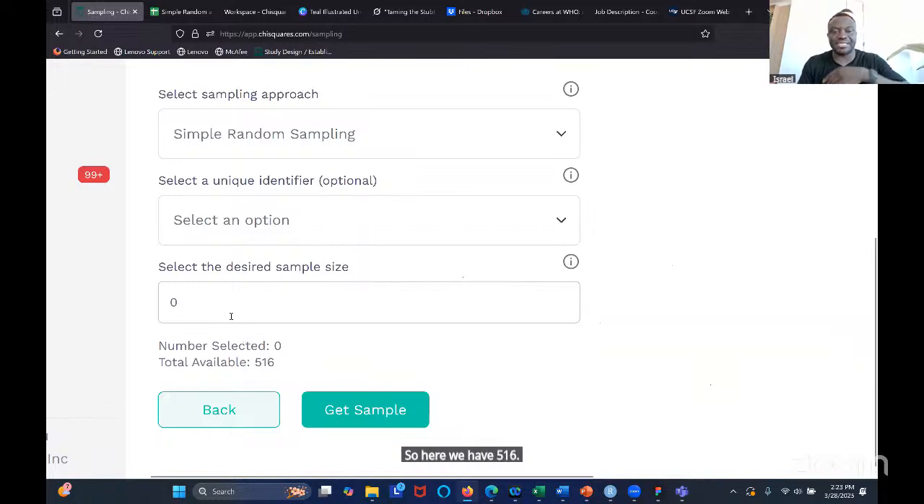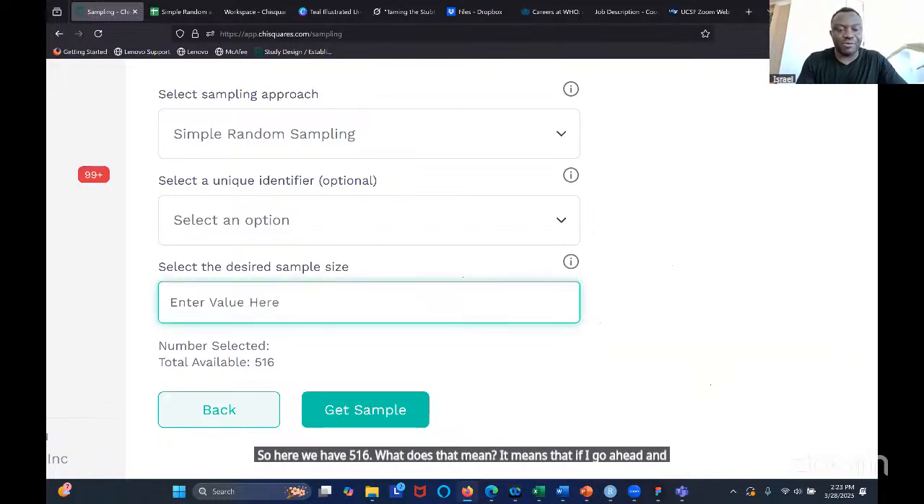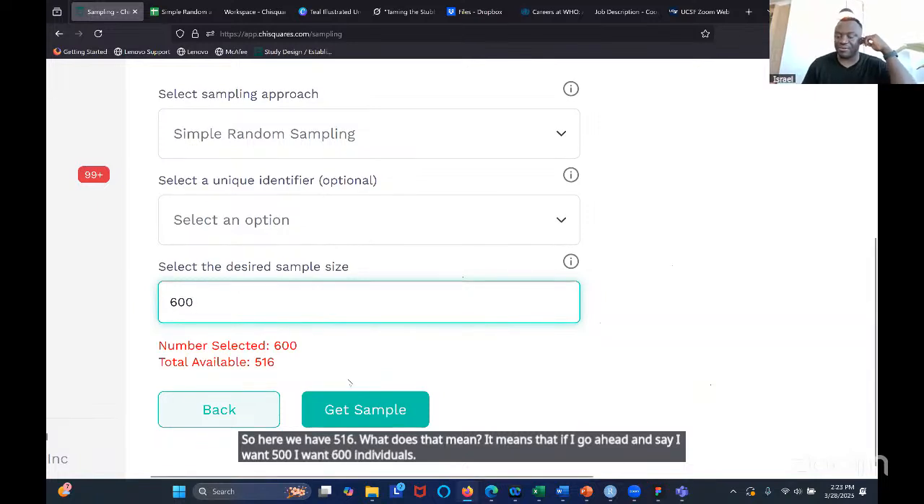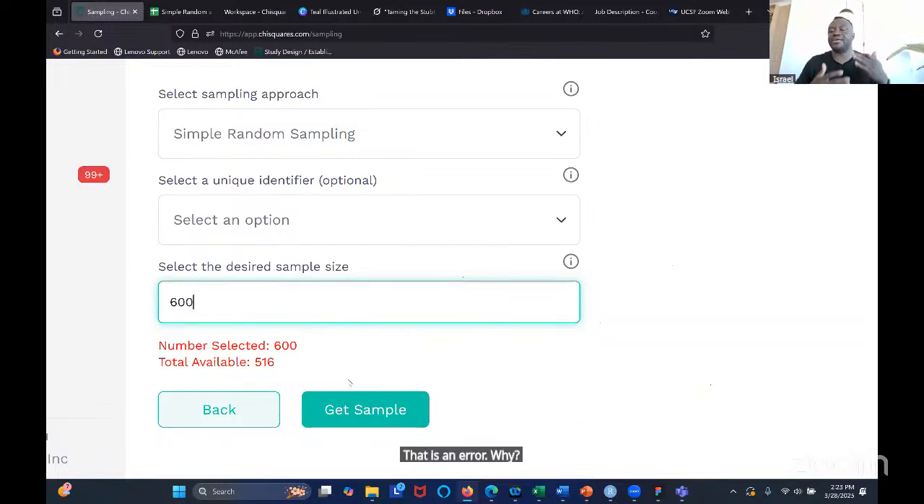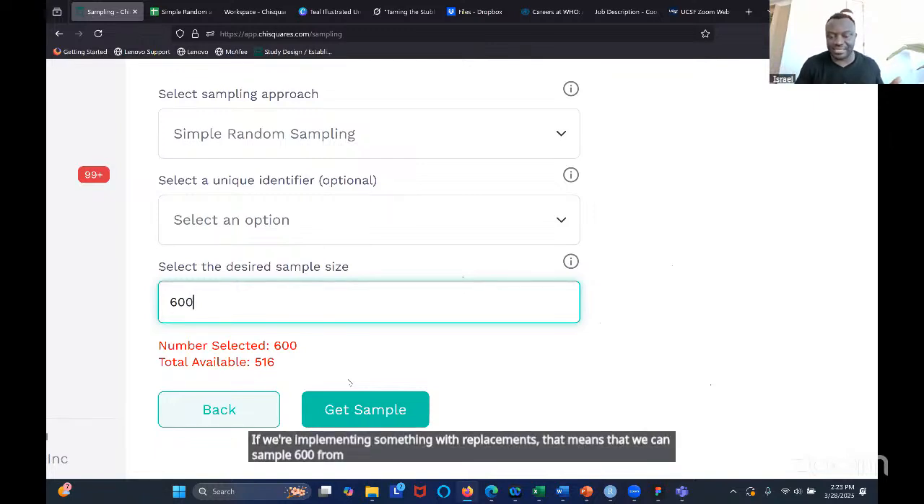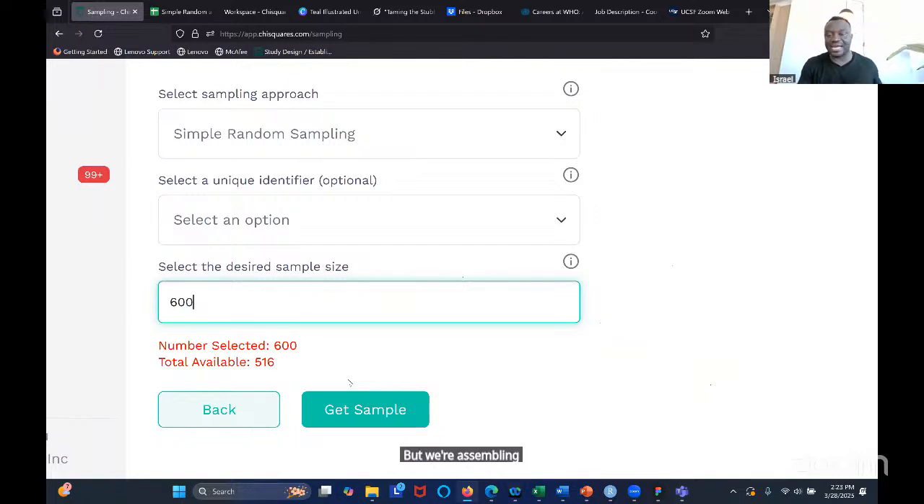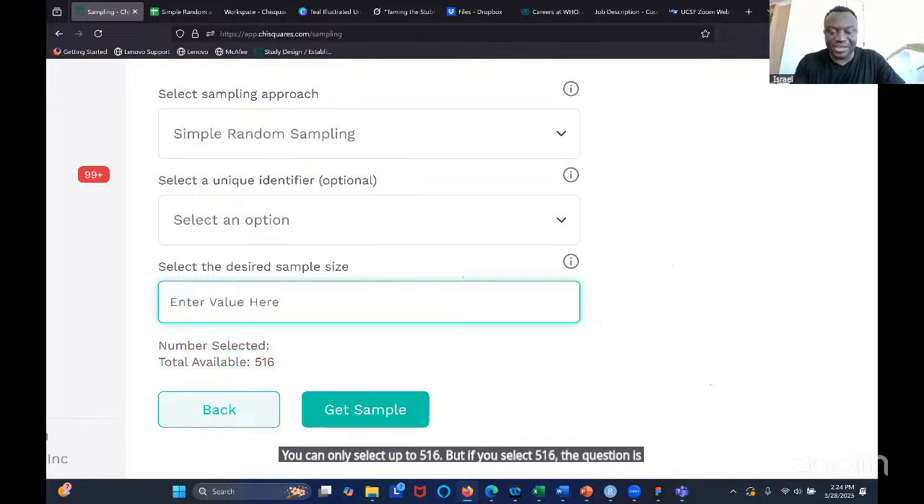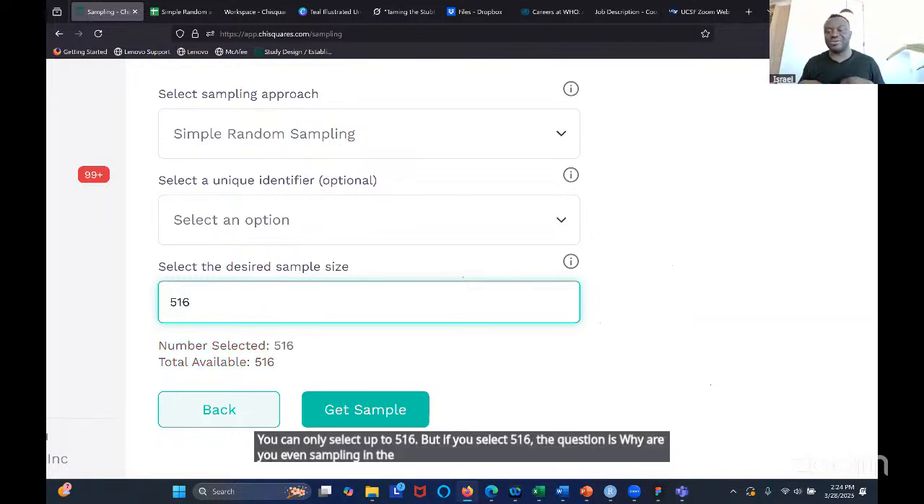What does that mean? It means that if I go ahead and say I want 600 individuals, that is an error. Why? Because we're sampling without replacement. If we were sampling with replacement, we could sample 600 from a sampling frame that has 516. That would be mathematically possible. But we're sampling without replacement, so that is not mathematically possible. You can only select up to 516, but if you select 516, why are you even sampling in the first place? That's no longer a sample.